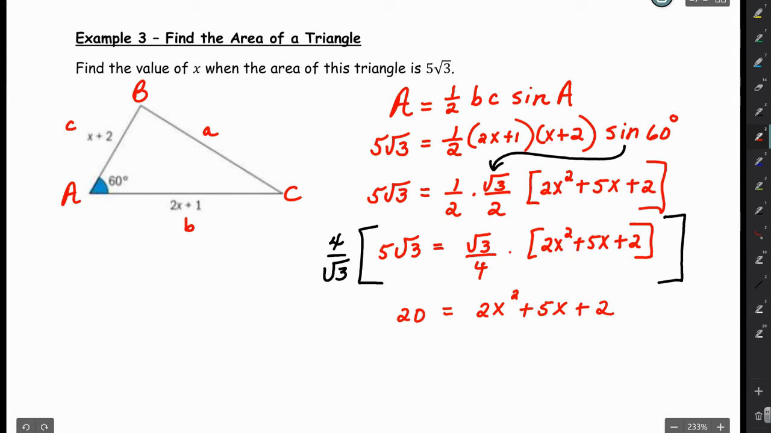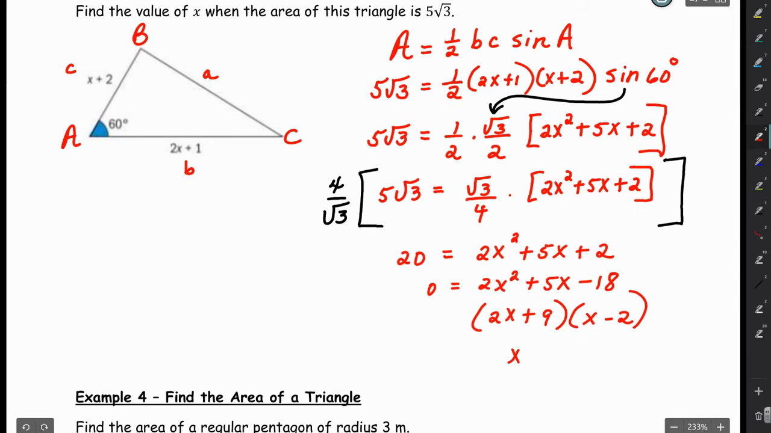Oh, so much better. Now I need to get 0 on one side, so I'm going to subtract 20 from both sides. And now I'm going to factor 2x squared plus 5x minus 18, and I'm going to solve for x. And when I solve for x, I'm going to get x equals -9/2, and I'm going to get x equals 2.